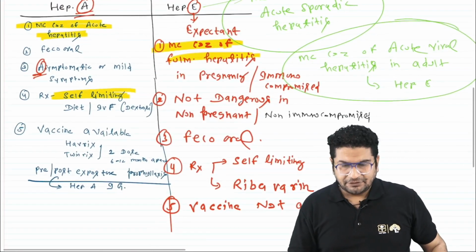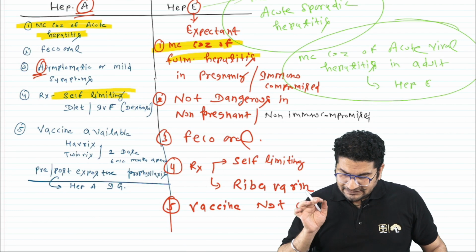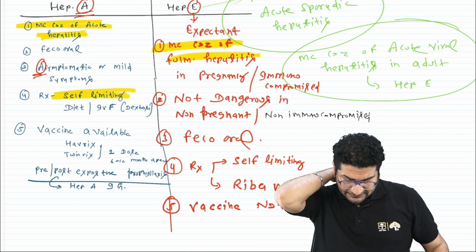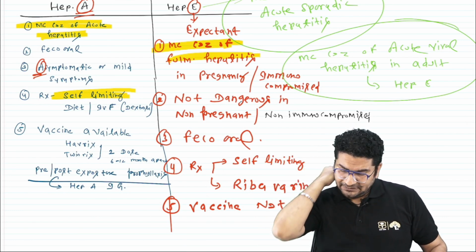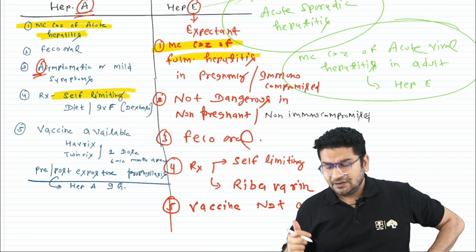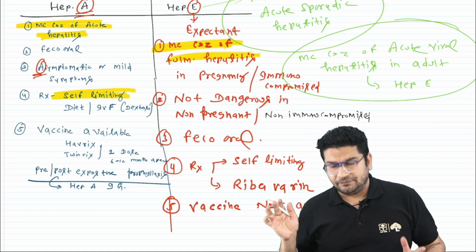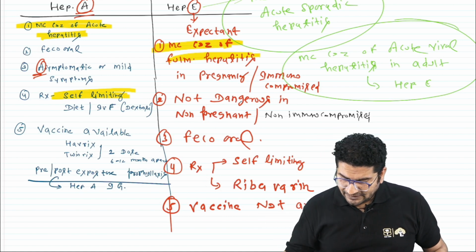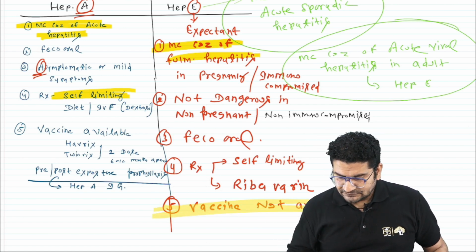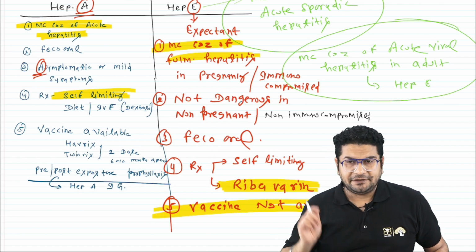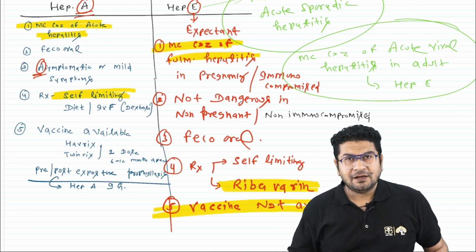So this is about your hepatitis E. Some of you may think, yes, I have heard that in many countries a vaccine is available, but in our country a vaccine is still yet to be approved. So in India we still don't have a vaccine for hepatitis E. Remember this one thing, ribavirin. So this is about your acute hepatitis.